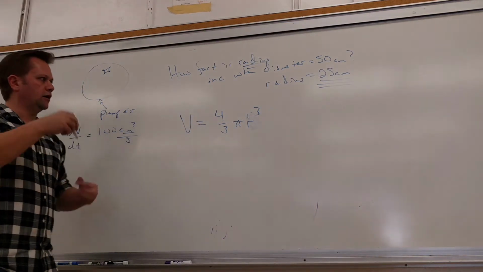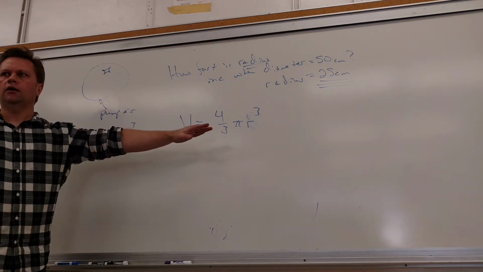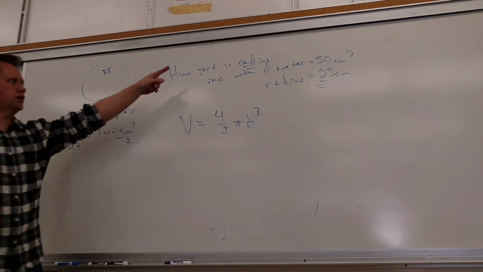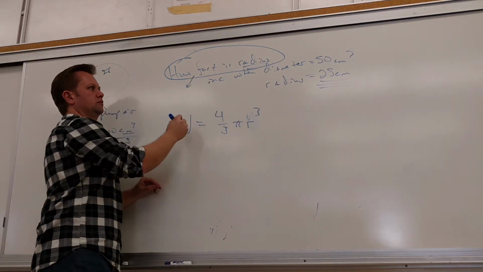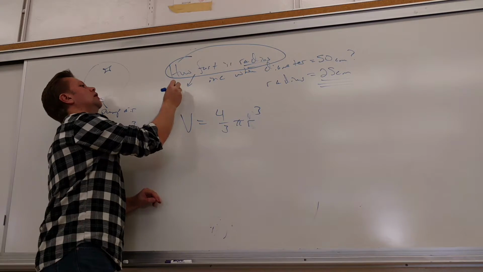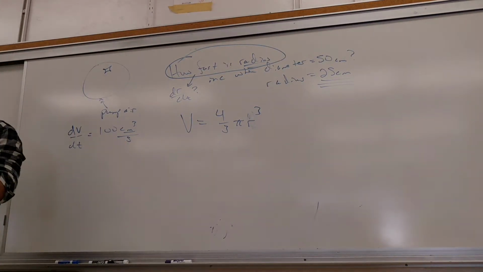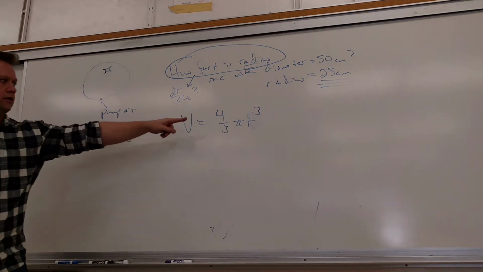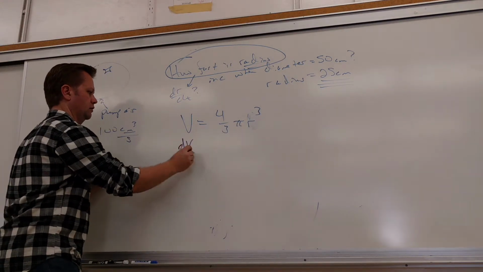So now I've got the relationship between volume and radius written, but I need a relationship between the rates of change of those things, right? Because what is the question in symbols? Find the rate of change of the radius, dr/dt. That's what I'm trying to solve for. They tell me dV/dt, and I'm trying to solve for dr/dt. So how do I take the derivative of this?